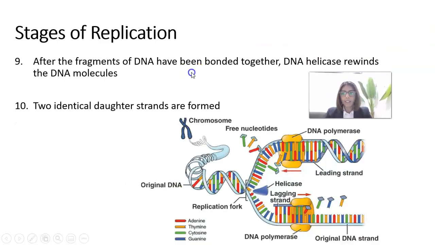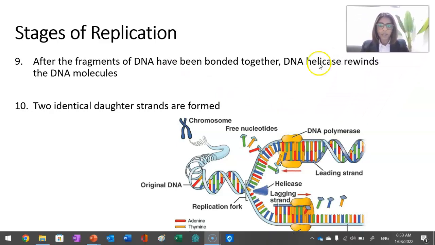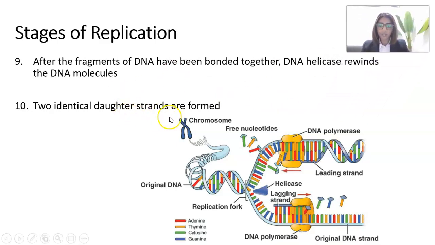Now that our DNA has been copied, the fragments are bonded together by the enzyme DNA ligase. DNA helicase will actually rewind the DNA molecules because you don't want DNA to exist completely spread out. After that's happened, we have two identical strands of DNA that have been formed.